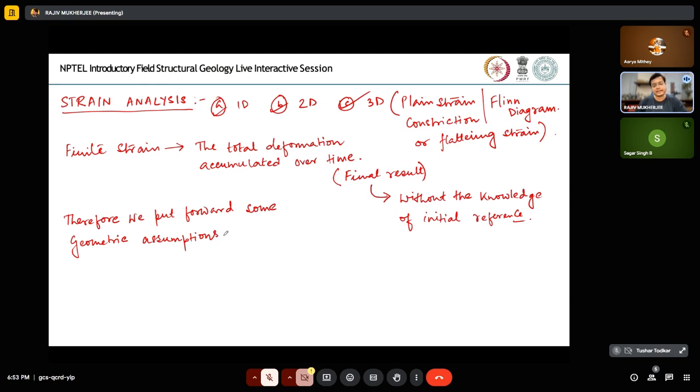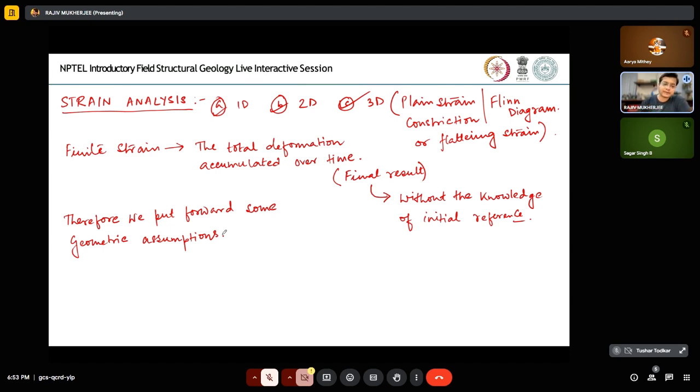And since we are imposing some geometrical assumptions, we most definitely cannot actually say how the deformation took place, because we do not have the information about the initial reference. We are only observing the final result.